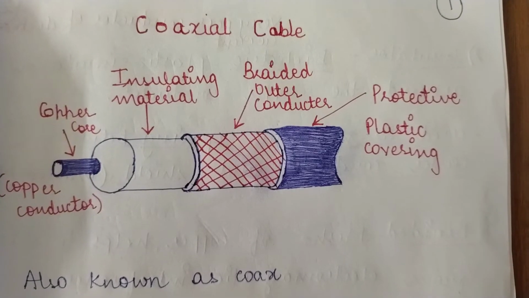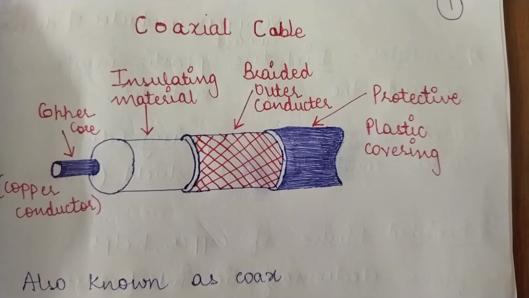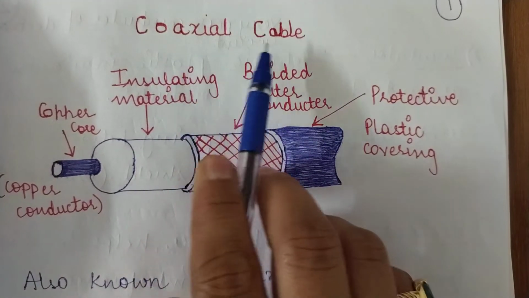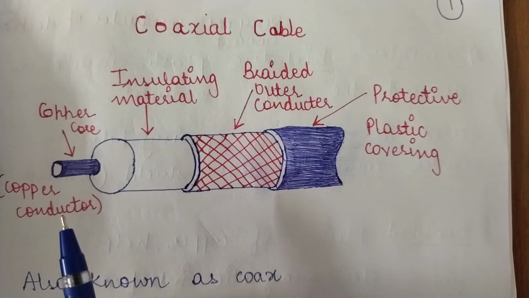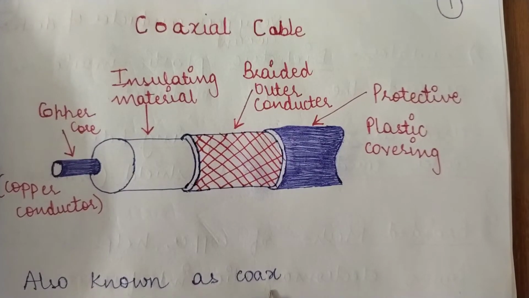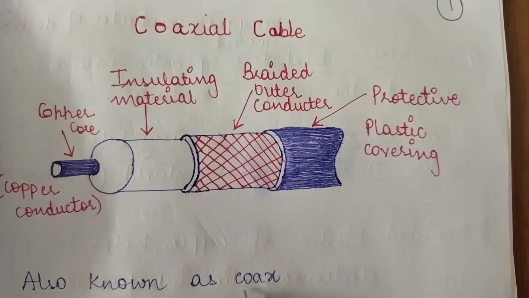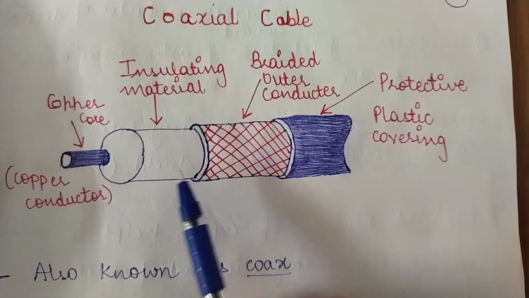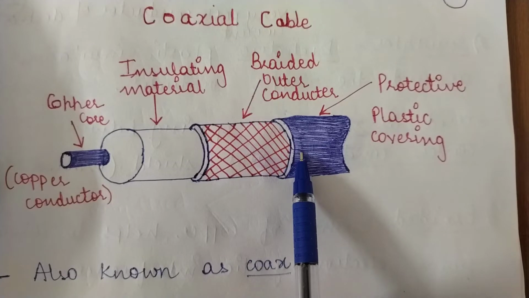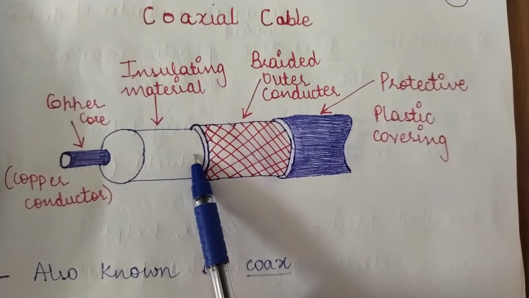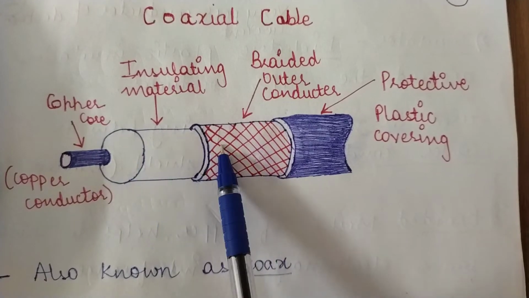Hi all the students. Today we are going to discuss another kind of guided media, which is your coaxial cable. So what is a coaxial cable? A coaxial cable is also known as a coax in short form. Now coming to the main topic, this is the diagram of your coaxial cable. This is how the coaxial cable is made up of these layers.